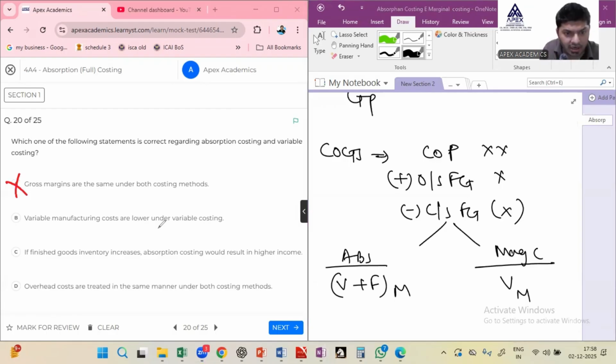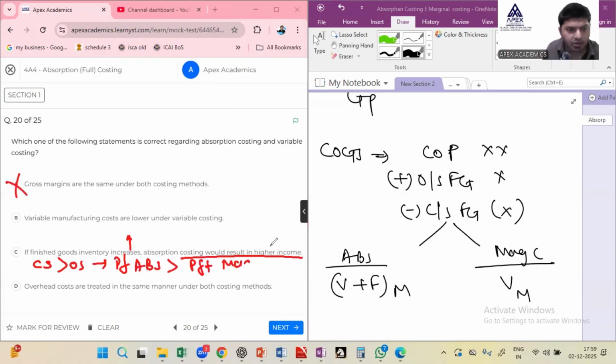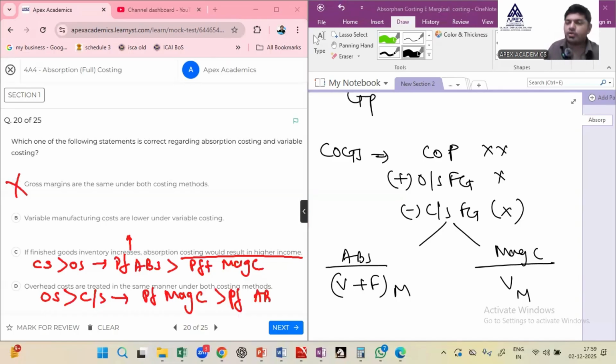Variable manufacturing costs are lower under variable costing. This statement does not make any sense. If finished goods inventory increases, absorption costing would result in a higher income. Please try to understand what they're trying to say. They're saying if closing stock is greater than opening stock, obviously profit as per absorption costing is going to be greater than profit as per marginal costing. But if your opening stock is greater than your closing stock, profit of marginal costing is going to be greater than profit as per absorption costing. I hope you are able to understand. Your answer is option number C.